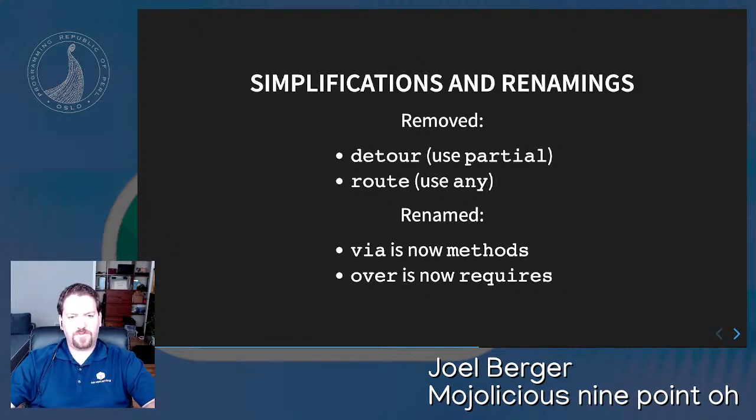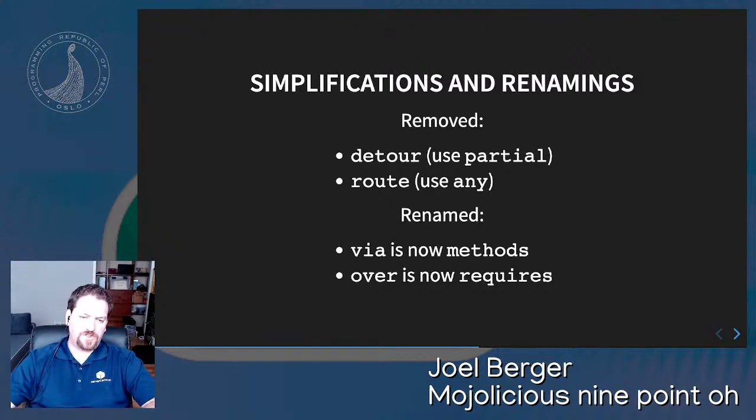There was a route method called route that existed to build sort of an abstract route. It's basically a duplicate of the any constructor, which a lot of you are probably using. And so we just said, you know what, we don't need a separate constructor for that route. So route is gone, just use any instead.